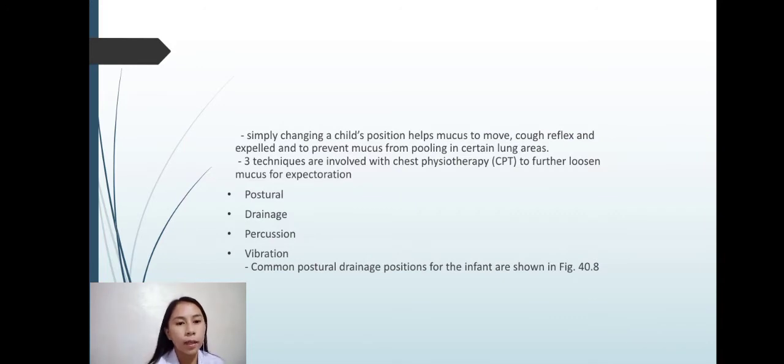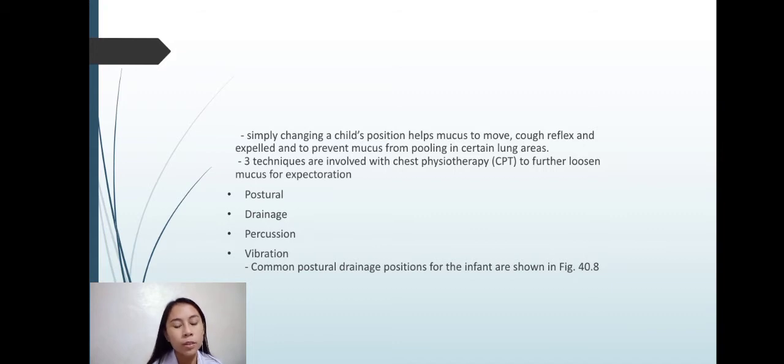So we have here three techniques involved with chest physiotherapy to further loosen mucus for expectoration. So we have here postural drainage, percussion, and vibration. Common postural drainage positions for the infant are shown in figure 40.8. The vibration is done by pressing vibrating hands against the child's chest during exhalation. The percussion mechanically loosens and helps move tenacious secretions upward.